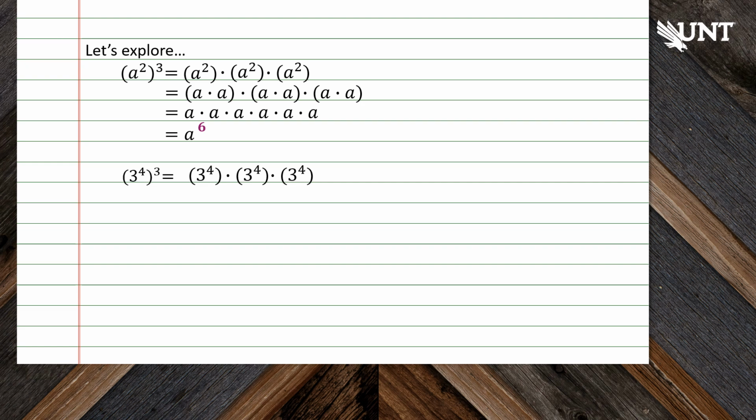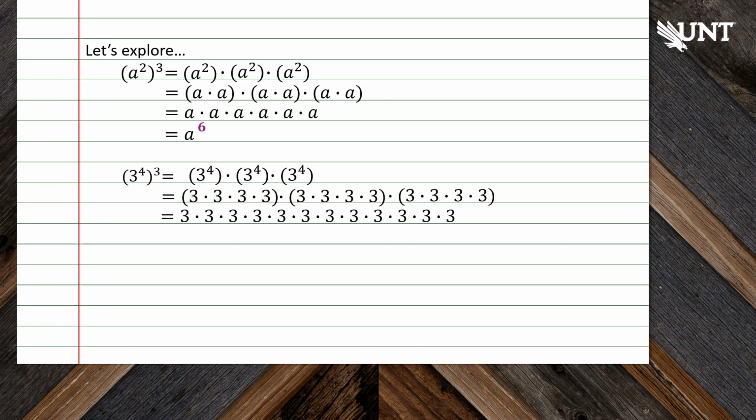But 3 to the 4th, what does that really mean? Well, 3 to the 4th is really 3 times 3 times 3 times 3. That was the first one. Times another set, 3 times 3 times 3 times 3. Times another set, 3 times 3 times 3 times 3. That's really what is going on behind the scenes. And again, parentheses are not necessary because this is repeated multiplication. We can list out all these 3's.